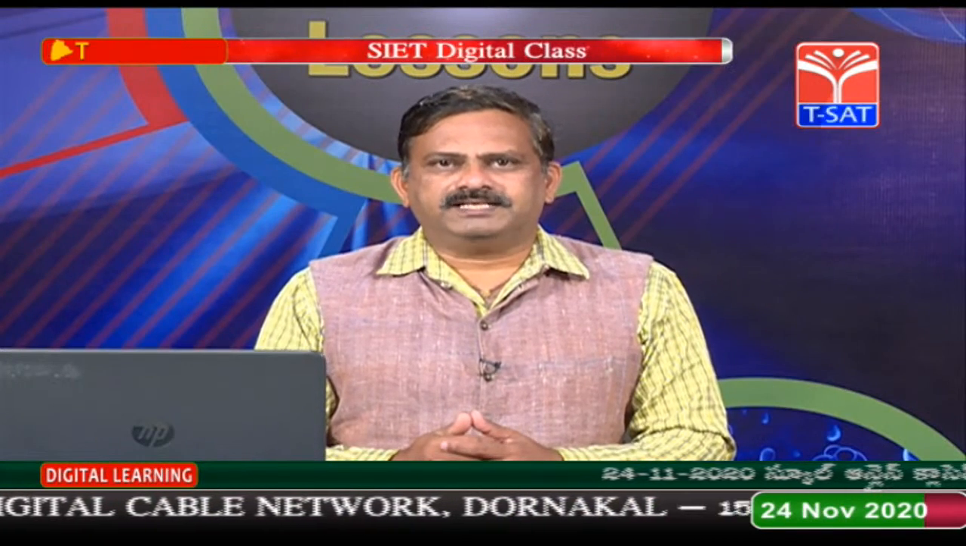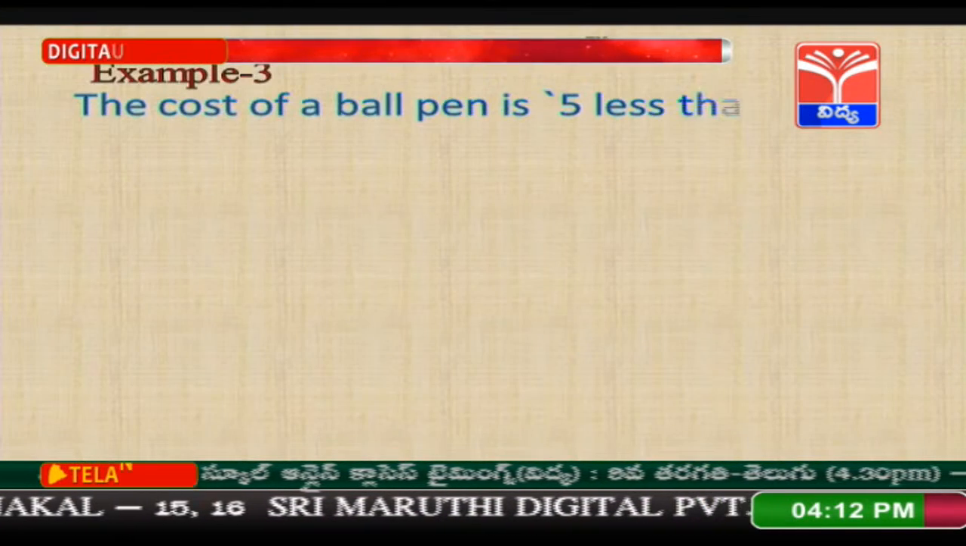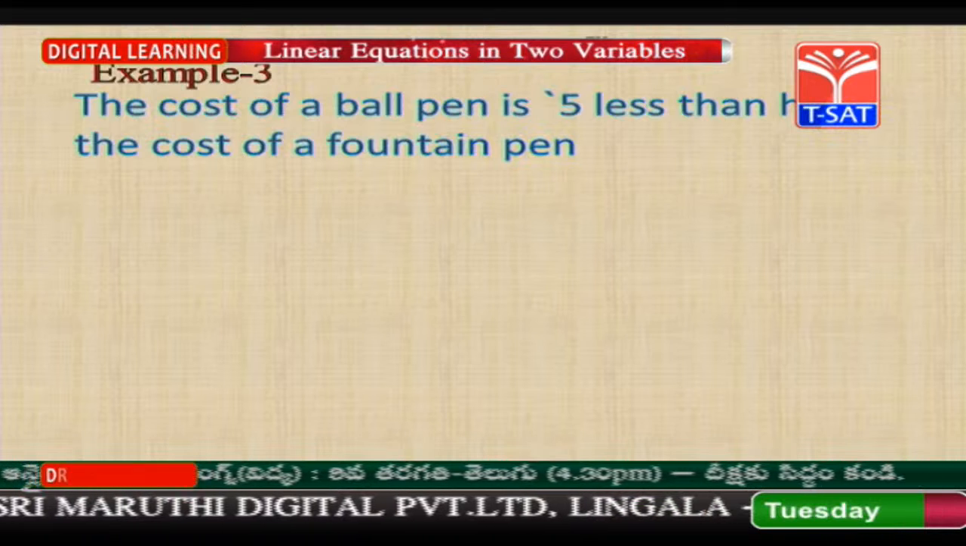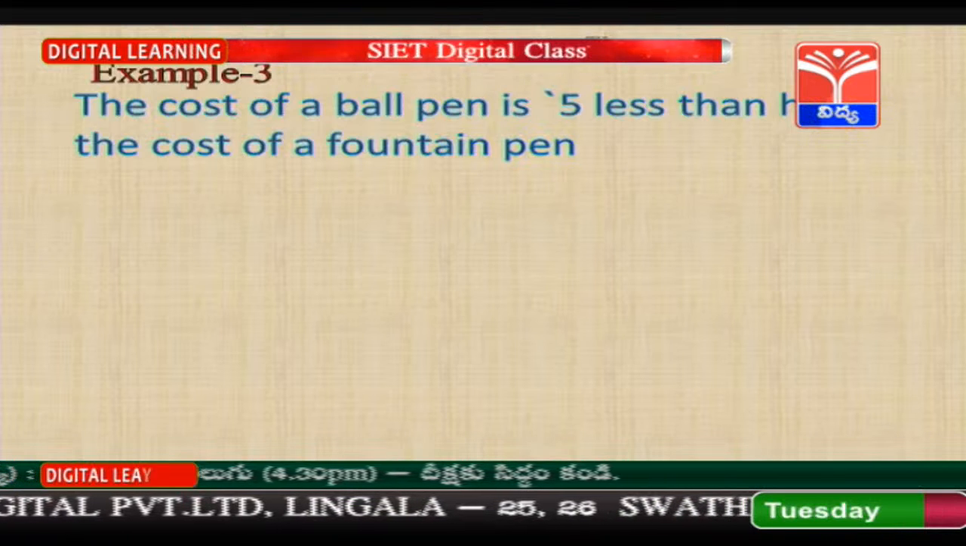Children, till now we have observed two examples, right? Let us continue with one more example. The cost of a ball pen is 5 less than half the cost of a fountain pen.